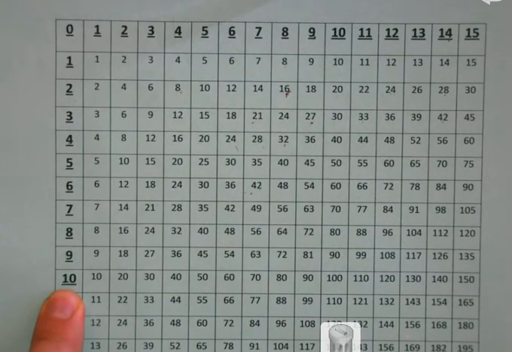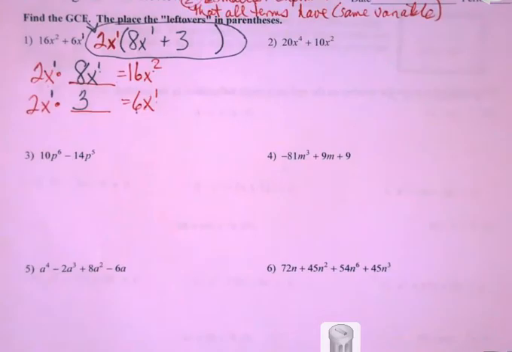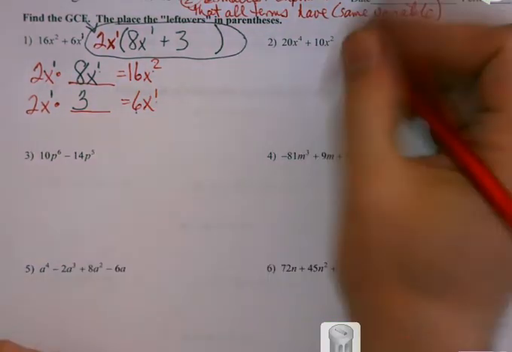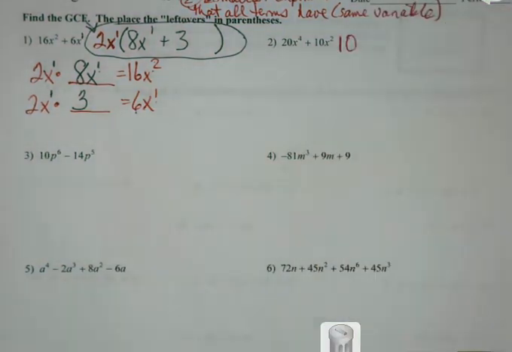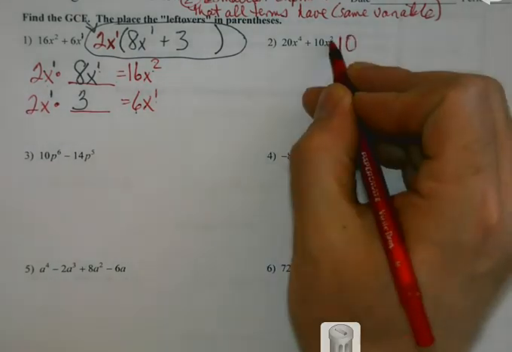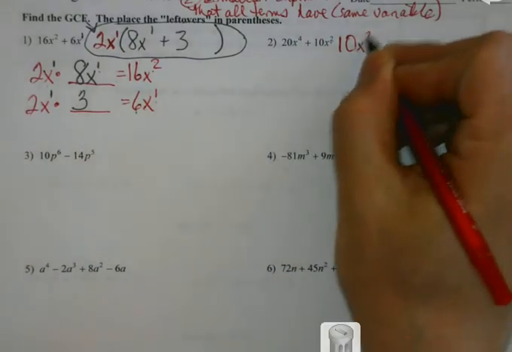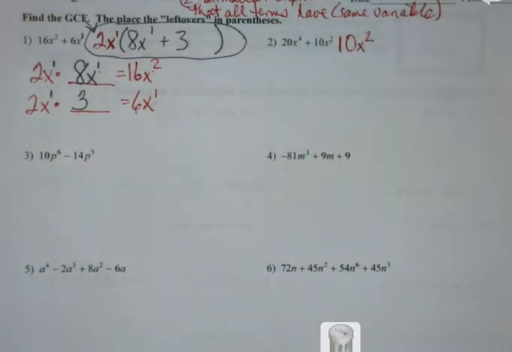But 10's the number on the edge, and I always want the biggest number. So if you see a pair, look a little further, make sure there's not another pair. So 10 and 20, 10's the biggest number that goes in. So I pull out a 10. Then what's my smallest exponent this time? X squared, because 2 is smaller than 4. So it's kind of weird. It's like biggest number for my coefficient, smallest exponent for my variable term.